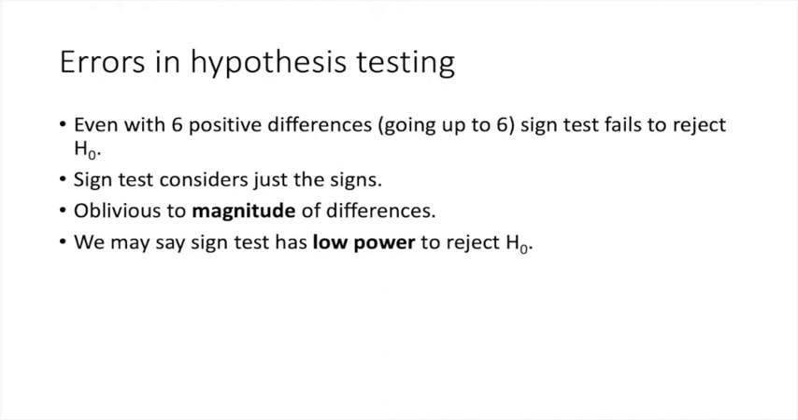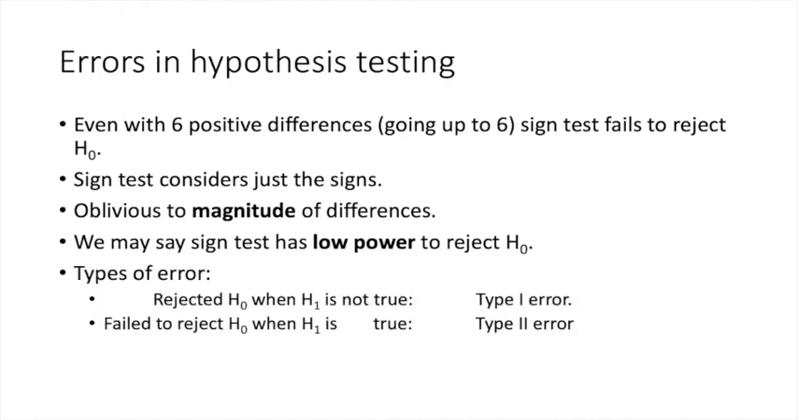This is a good time to introduce you to the types of error in hypothesis testing. If we reject the null hypothesis when we should not, it is called a type 1 error. Whereas if we fail to reject when we should have rejected the null, then this is called a type 2 error. So we can say that the sign test may have committed a type 2 error. But again, we can't be sure.